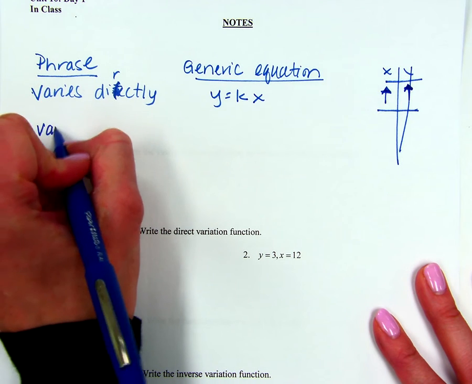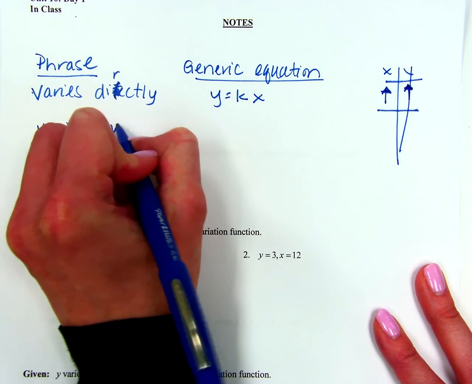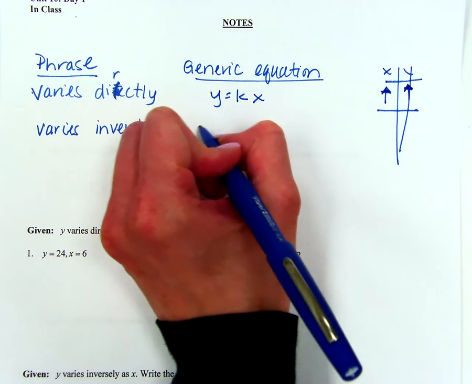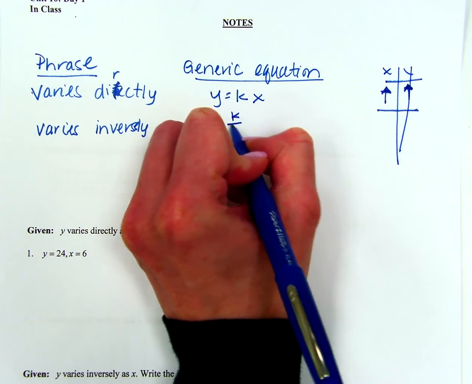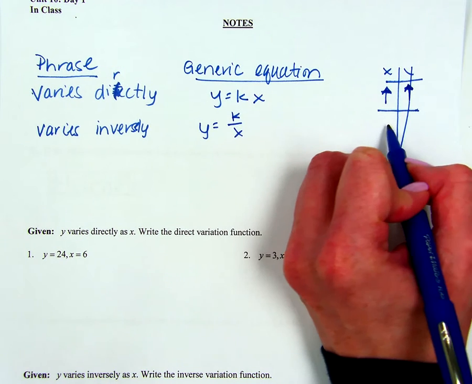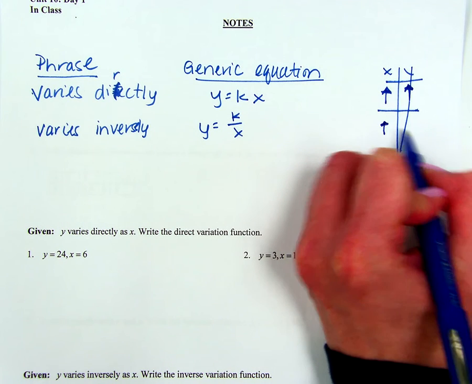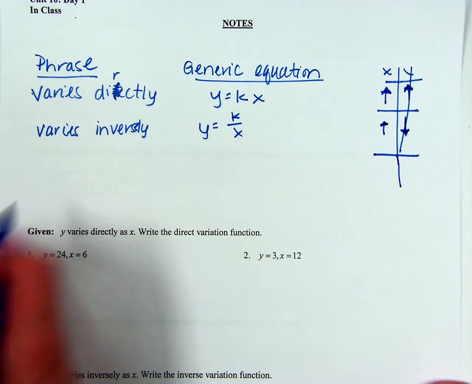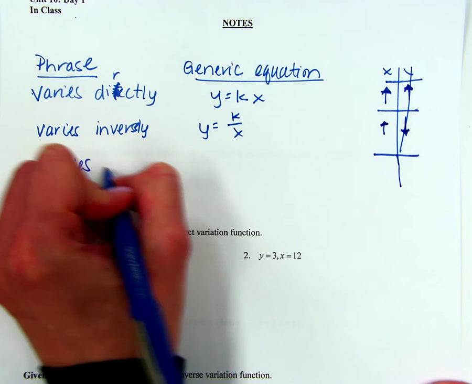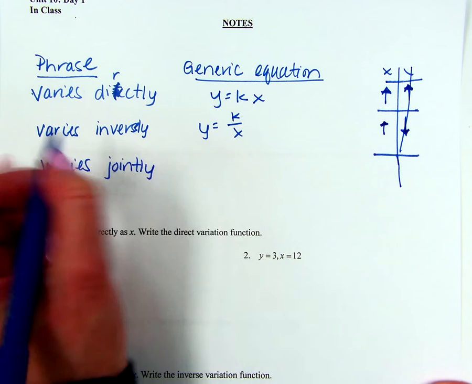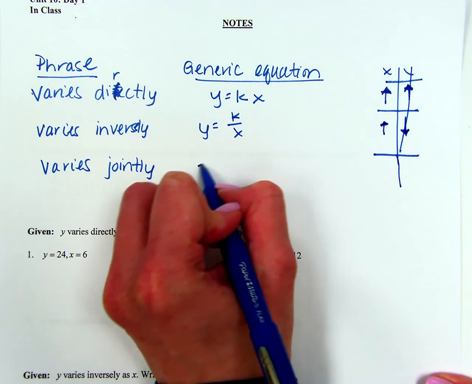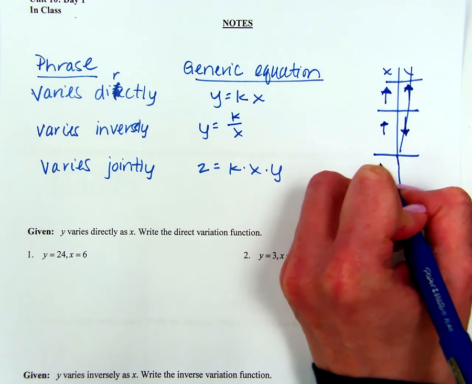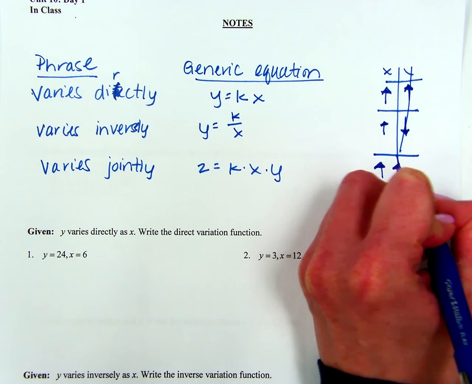If it varies inversely, our equation would read y equals k over x. So if our x is increasing, then our y would be decreasing. And the very last is when it varies jointly. That means z equals k times x times y. So all three of those.